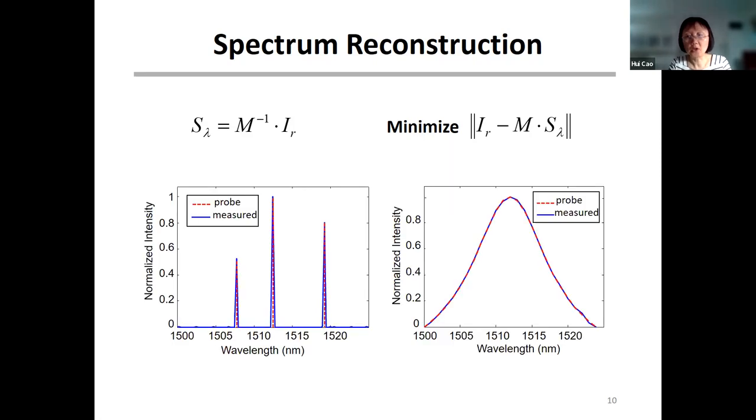So I basically show you a few cases, where we can recover a spectrum with multiple lines, or we can also recover a spectrum that is kind of smooth. You know, we have many different frequencies, and they can all be recovered from a single measurement of the spectral pattern.